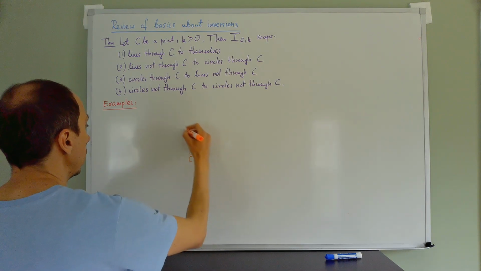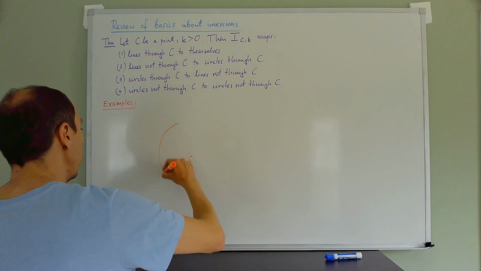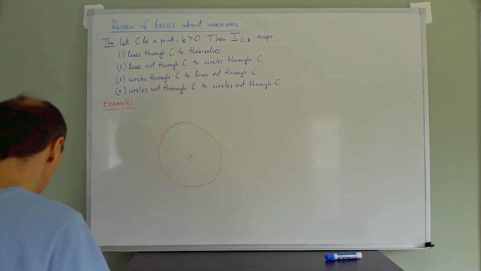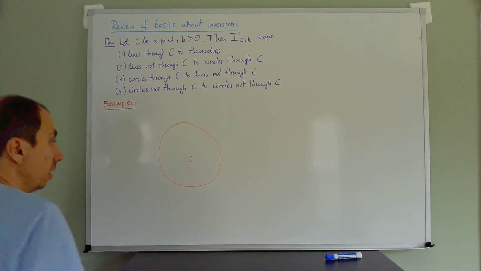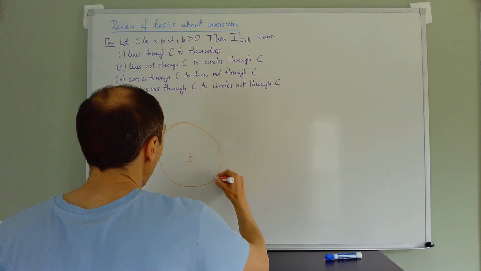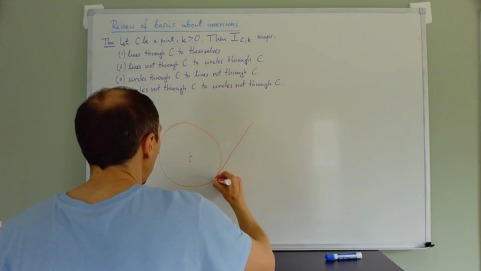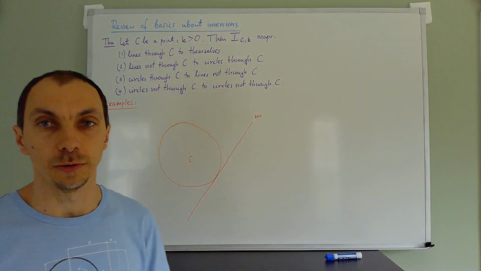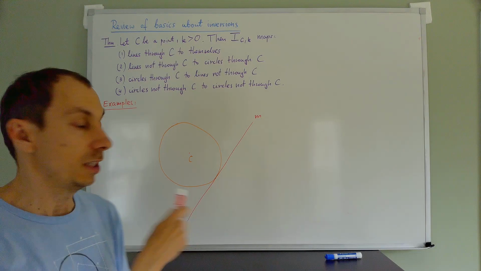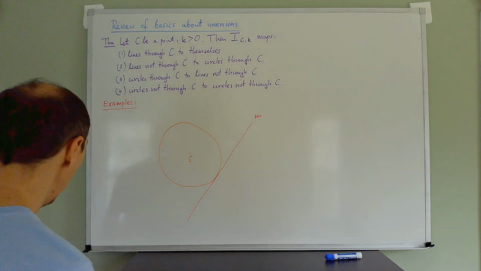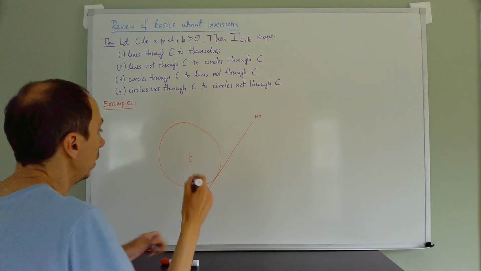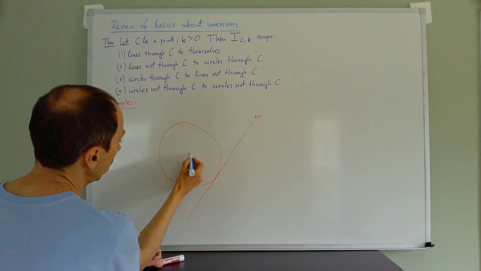So again, let C be the center of the circle of inversion, and here is the circle of inversion. And let me take a line M. Note this line does not go through C, but it is tangent to the circle. So what will this line be mapped to? Well, that's actually a very easy situation.